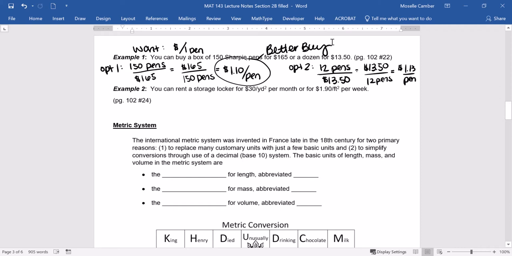Okay, so example 2, let's say you're renting a storage locker. You have $30 per square yard per month, or you have $1.90 per square foot per week. Okay, so we have a couple different things going on here, because we have a per square yard per month, or we have a per square foot per week.